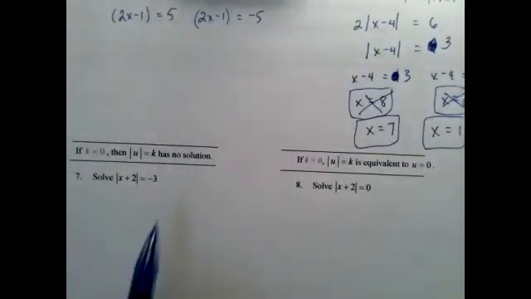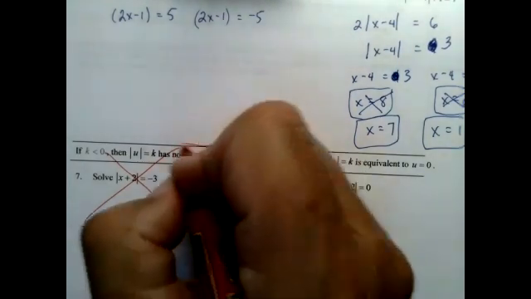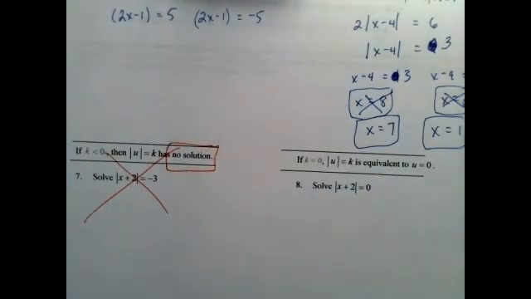Number 7. We already said, nope, can't do it. Never can do it. No solution. The distance can never equal -3. So negatives are no good.